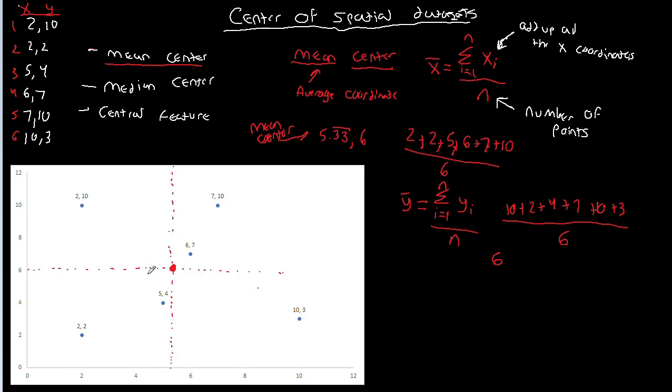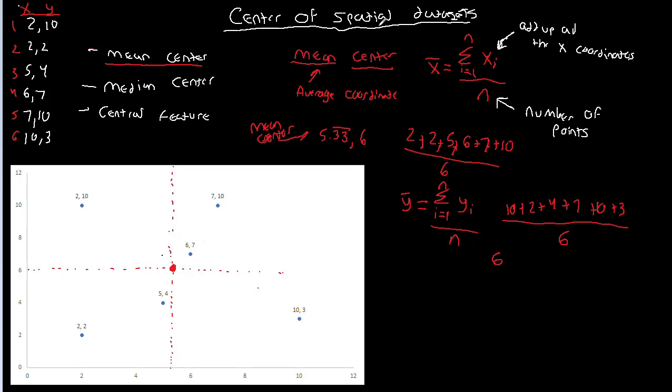This is going to be a good estimate of where the center of the data set is. Visually, you can see that. It's an average of the x's, so it's in the middle in the x direction. And then it's the average of the y's, so you can see that it's in the middle of the y's. Put those two together, and you get the point that is the center of the spatial data set using the mean center approach.